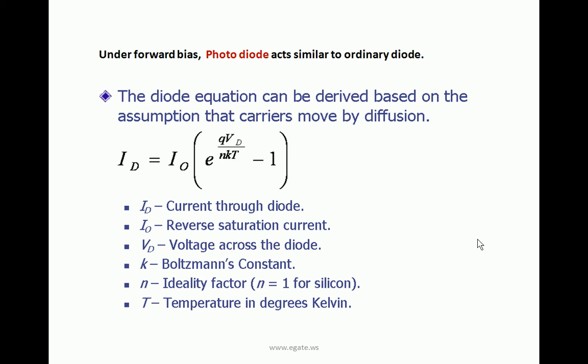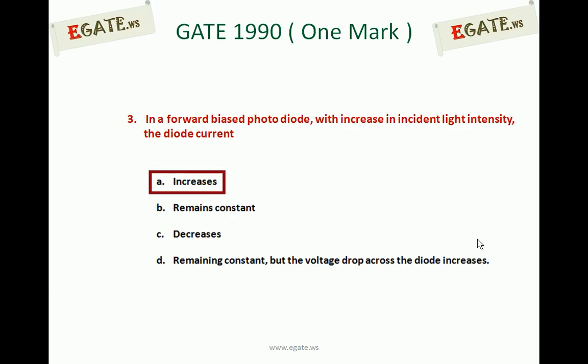But in forward bias, the majority carriers are very large in number. Even if you add some carriers, they are very small compared to the concentration of majority carriers. But overall the current increases in forward bias, though the increase is very small. So the right answer for the question is increases. Thank you.